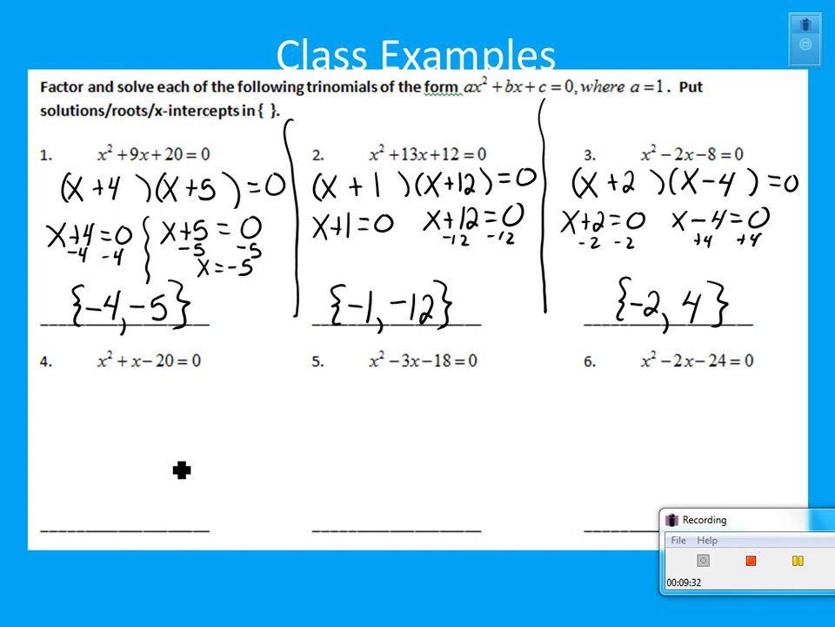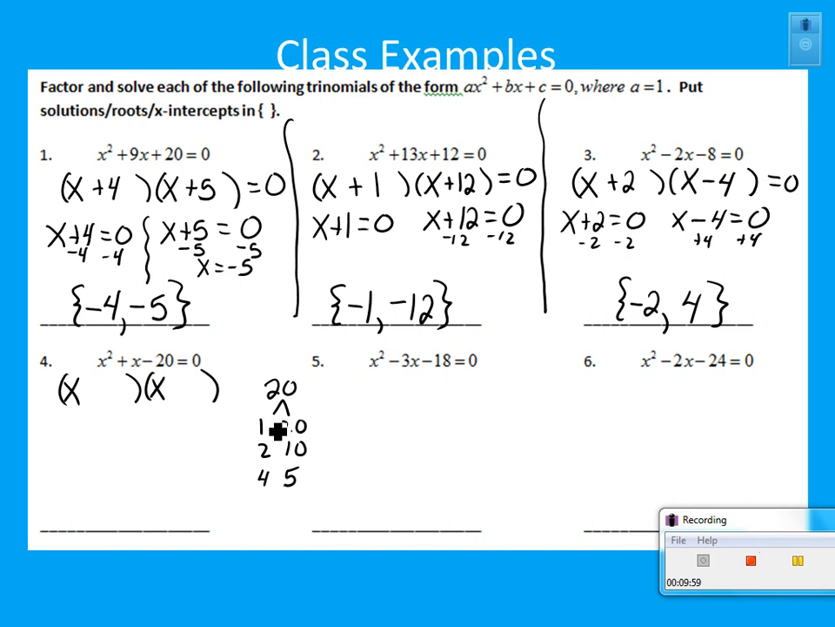Here's our number 4, 5, and 6. There's just a single x squared here in front. So I need to go parenthesis, parenthesis, x, x. I need two numbers that multiply to be 20. So my choices are 1 and 20, 2 times 10, 4 times 5. Find the ones that you could make add up to be positive 1.